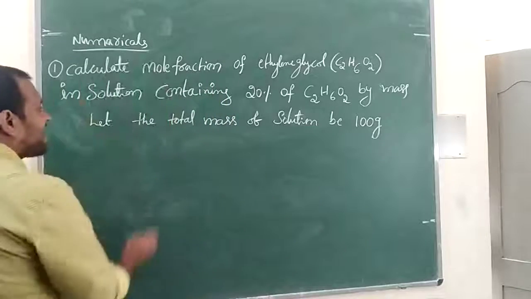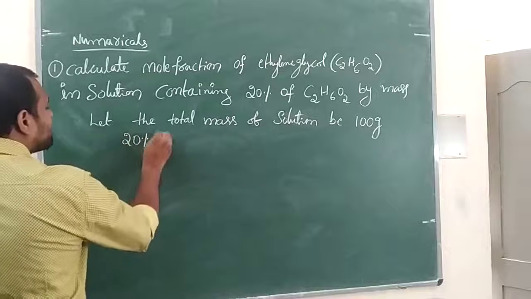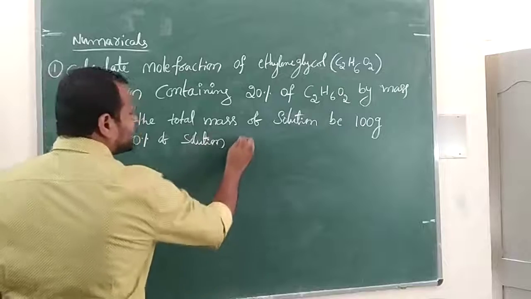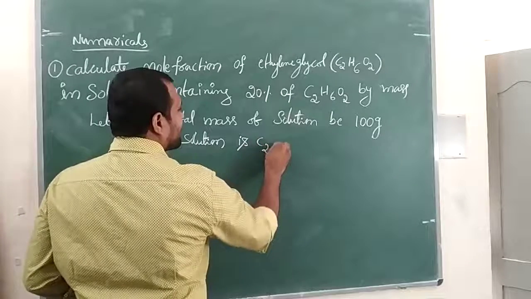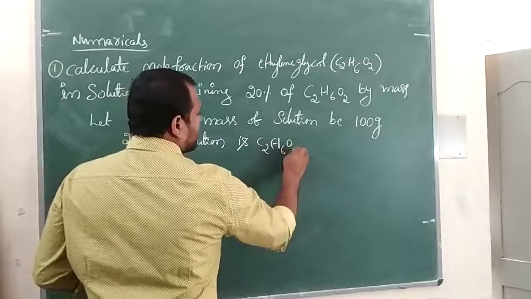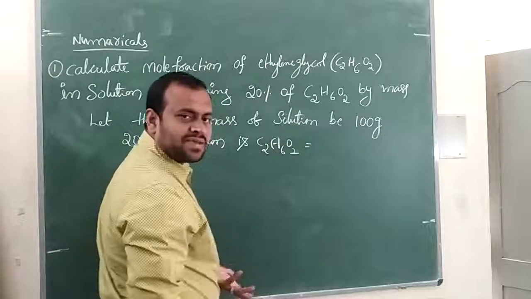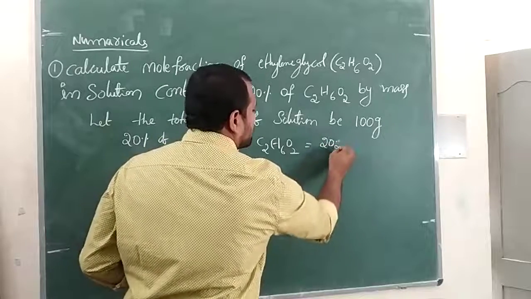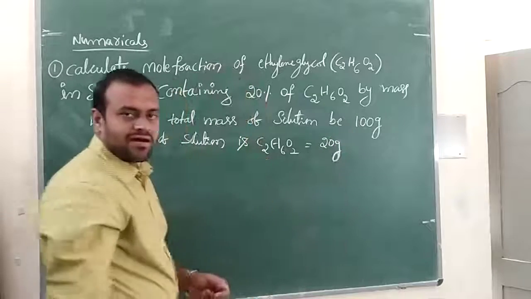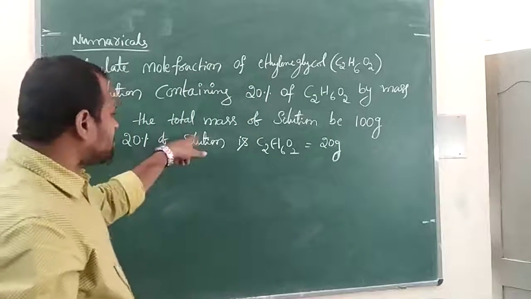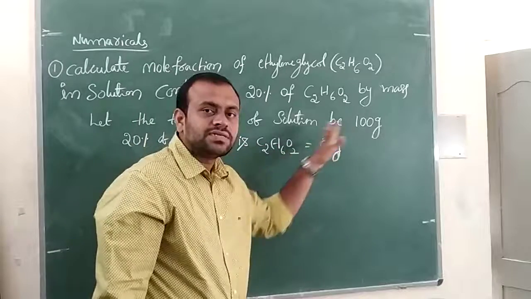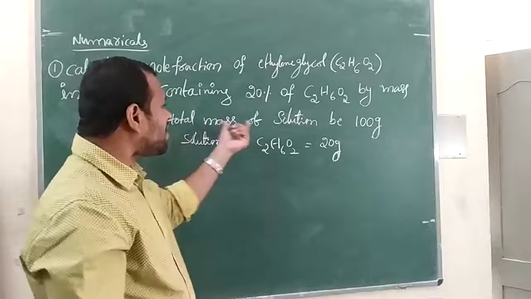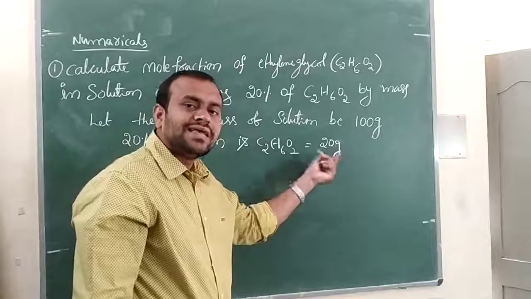In that, they had given 20% of solution. 20% of solution is ethylene glycol. So out of 100, 20% means how much? 20 grams. 20 grams is ethylene glycol. Are you following what I am saying here? So I took the mass of solution to be 100 grams. 20% of 100 grams means how much? It is 20 grams. Therefore, out of 100 grams, 20 grams is ethylene glycol.